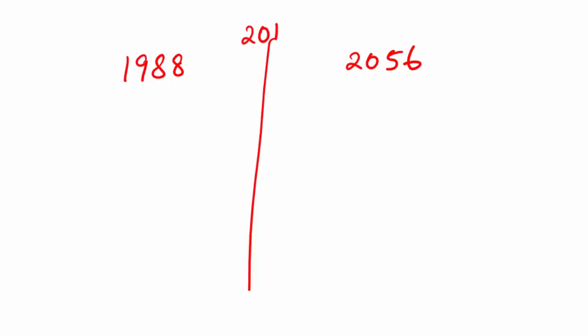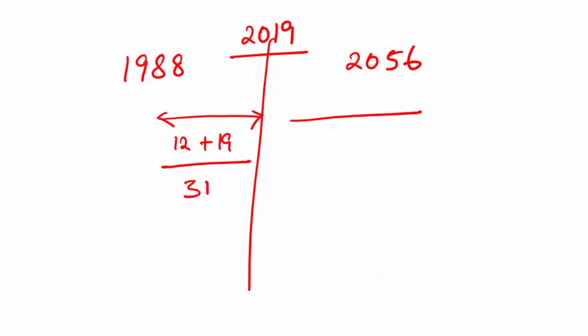Let's talk another example. Say you're given a problem. The user enters a year like 1988 or 2056 and say today is 2019, the year. Depending on the user's input, you want to output how many years we are away from that user entered year. For example, 1988 to 2019 is 12 plus 19, that is 31, right? And this is, I think, 37, right? How do you do it?